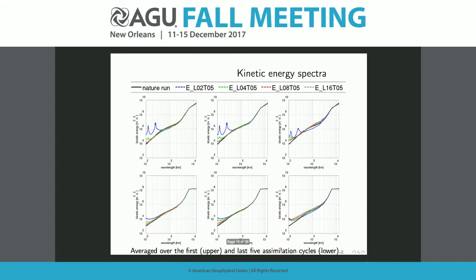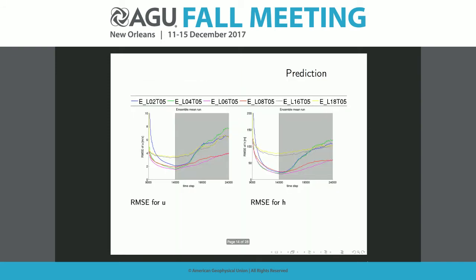Okay, so this, of course, has an effect on the kinetic energy spectrum, which we have here on the top, the average over the first five analyses, and the bottom, the average over the last five analyses. And again, we see in the smallest resolvable scales higher kinetic energy than what is in the nature run.